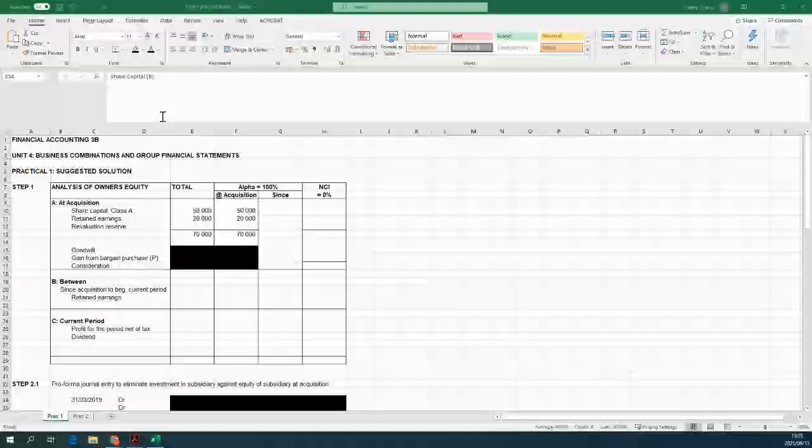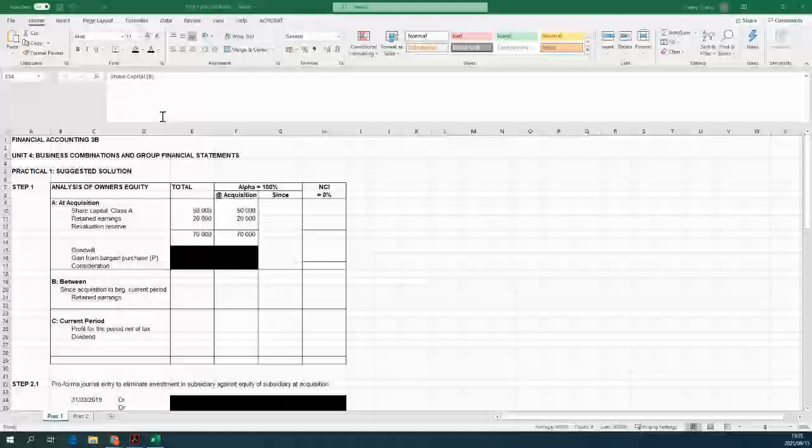It's going to be 10,000. Okay, that is 100% correct. So in this situation, the goodwill is going to be 10,000. And why do we have goodwill in this situation? The reason we have goodwill is because the consideration paid was greater than what was acquired.